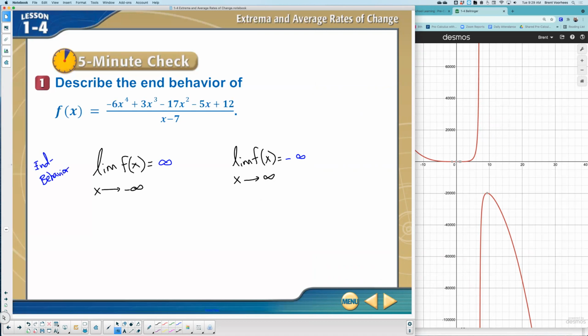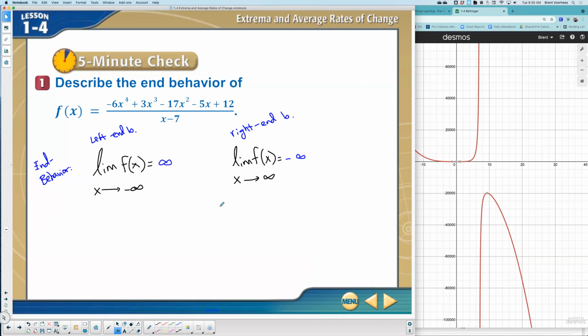If you wanted to write the other limits, so those are the end behaviors. This would be the left end behavior, I'm just going to say B. And this is going to be the right end behavior, right? Dash, end B for behavior. That would be your end behaviors there.